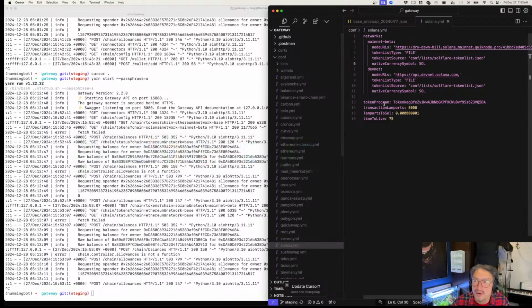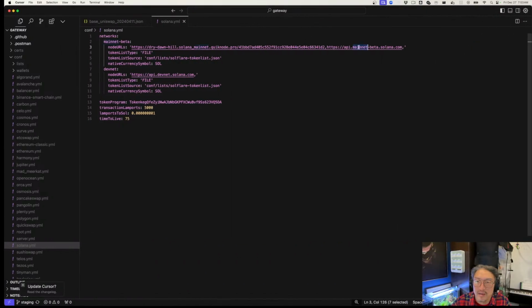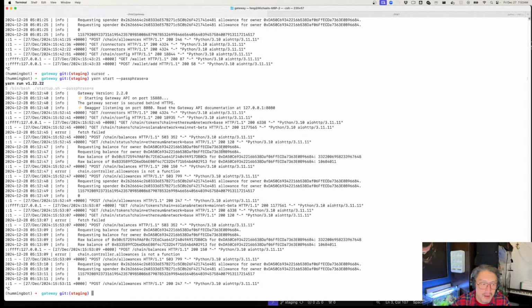So let's get Cursor, and I'm going to use my own node here. I'll just use the QuickNode one, because that one should actually work. Like that, and then I'll restart Gateway.